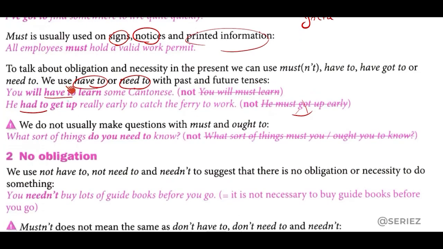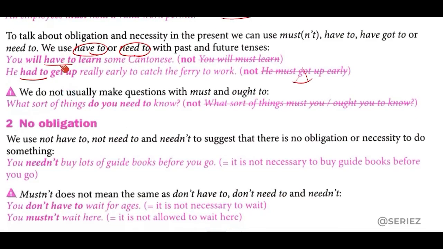و نکته آخرم این که از must یا ought to برای سوال پرسیدن استفاده نمی کنیم. What sort of things do you need to know? Do you need to know? Do you have to know? اینجا دیگه must و ought to استفاده نمیشه. پس برای سوال پرسیدن هم از have to و need to استفاده میکنیم.